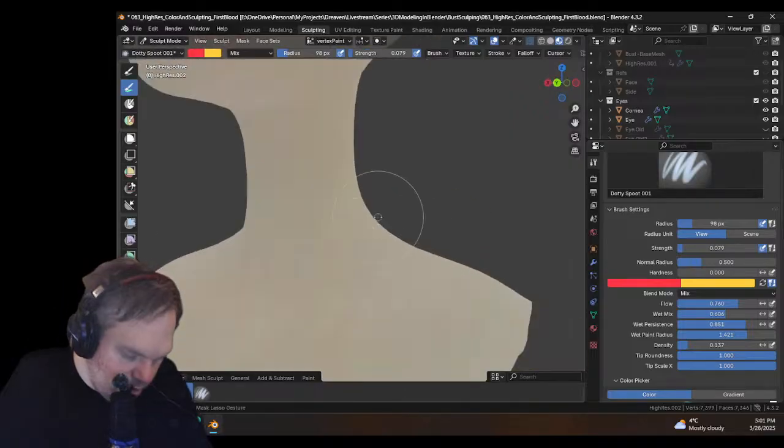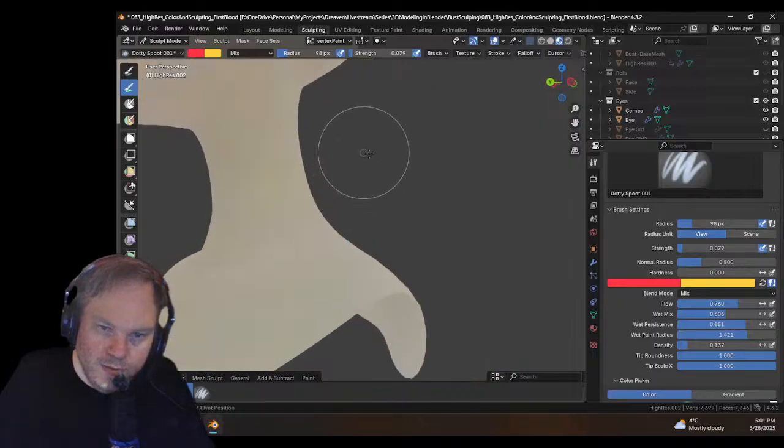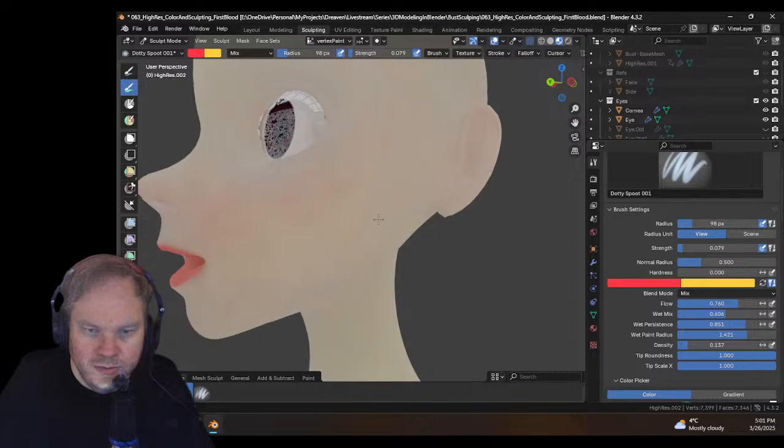I smoothed this part. I should have. Don't smooth. Don't smooth.